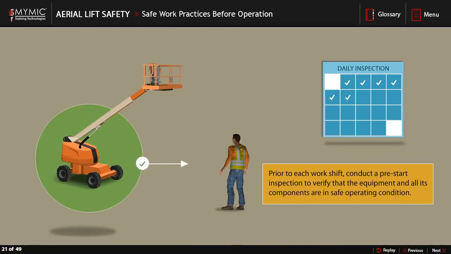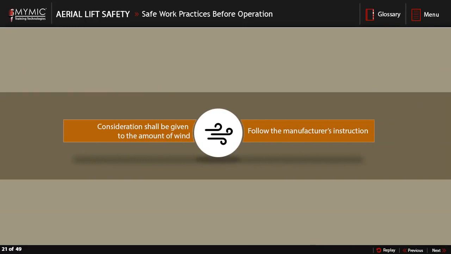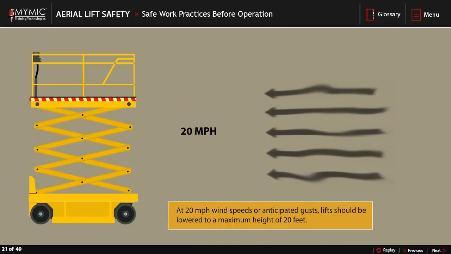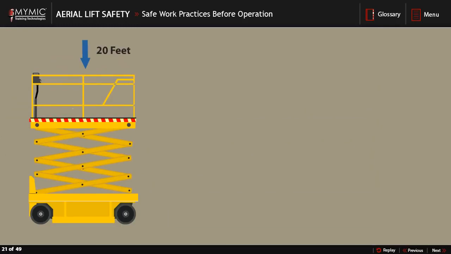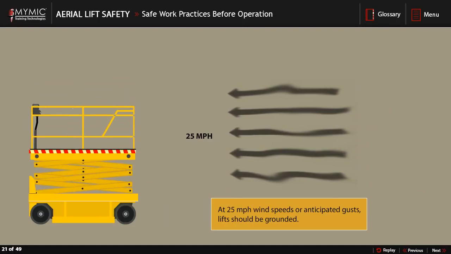Prior to each work shift, conduct a pre-start inspection to verify that the equipment and all its components are in safe operating condition. Consideration shall be given to the amount of wind. Follow the manufacturer's instruction regarding operation in windy conditions. As a general rule, aerial lifts shall not be operated in winds exceeding 25 miles per hour, although this can vary depending on the model of equipment. At 20 mile per hour wind speeds or anticipated gusts, lifts should be lowered to a maximum height of 20 feet. At 25 mile per hour wind speeds or anticipated gusts, lifts should be grounded.